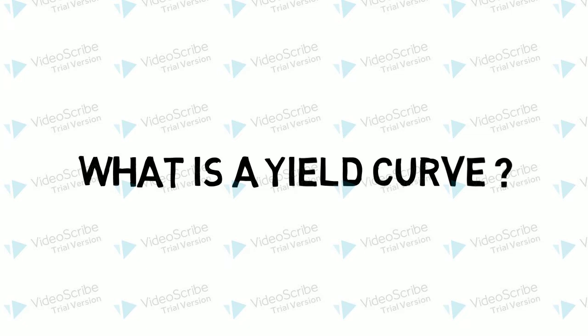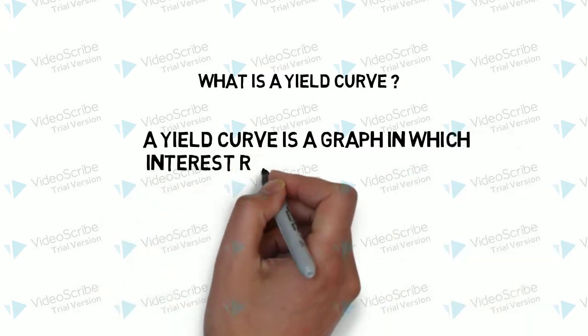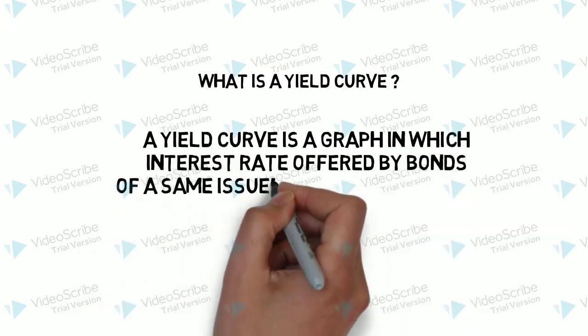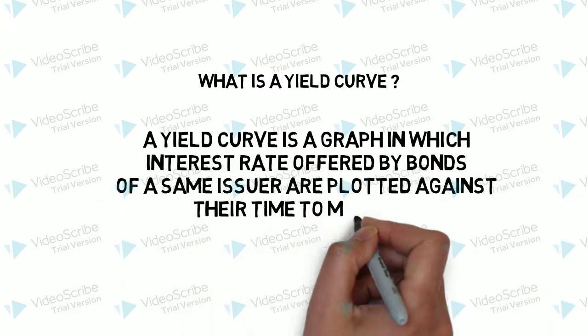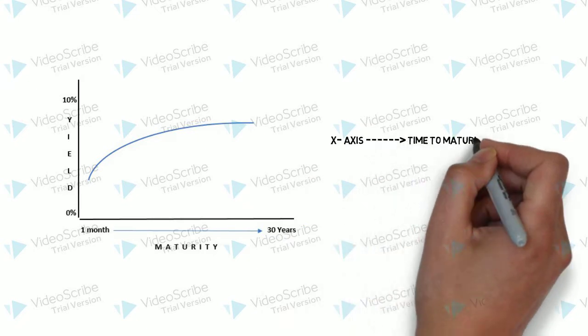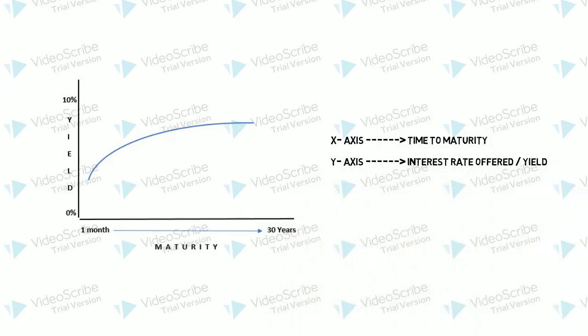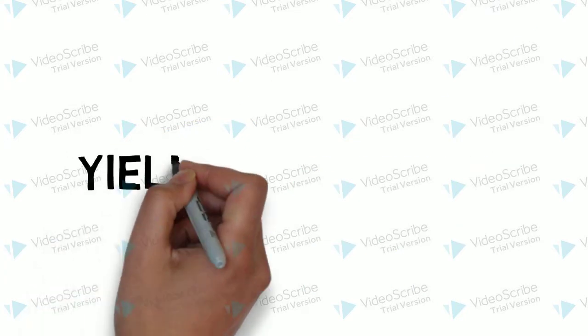What is a yield curve? A yield curve is a graph in which interest rates offered by bonds of the same issuer are plotted against their time to maturity. Here is a graph depicting a yield curve. The x-axis contains time to maturity and the y-axis contains the interest rate, yield. In simple words, it's a graph that depicts the interest rates a buyer of a bond would receive for different investment periods.